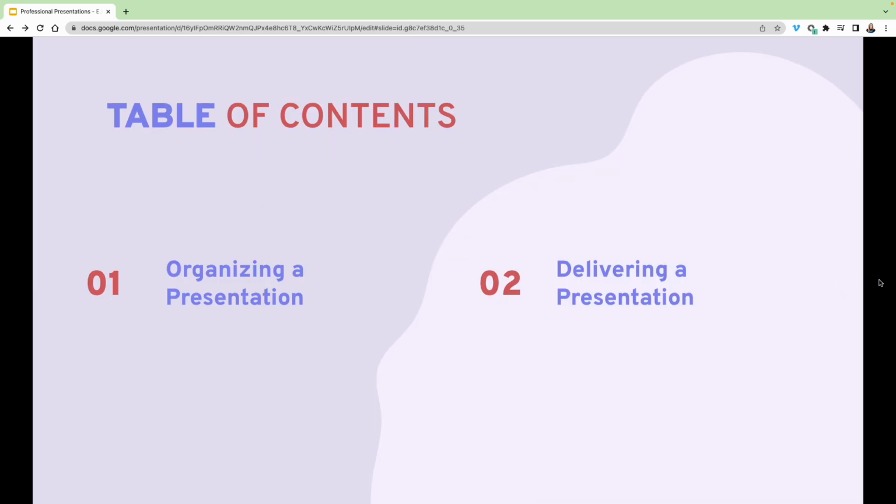We're going to cover two main topics today as we talk about presentations. We're first going to talk about the organization of a presentation and how to organize it. And then we're going to move into delivering the presentation. So the takeaway today is you will effectively know how to organize and deliver a presentation.